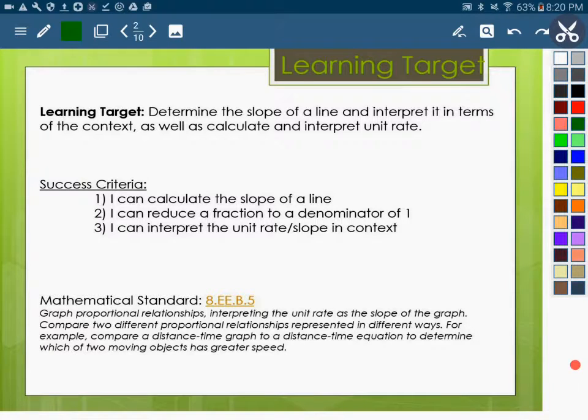So our learning target is going to be to determine the slope of a line and interpret it in terms of the context, as well as calculate and interpret the unit rate. To be successful at this, we first need to be able to calculate the slope of a line, which we've practiced a couple times and we're going to practice even more today. We're going to be able to reduce a fraction to a denominator of 1, no matter what the numerator is. And then lastly, we're going to interpret the unit rate and slope in the context of the problem.